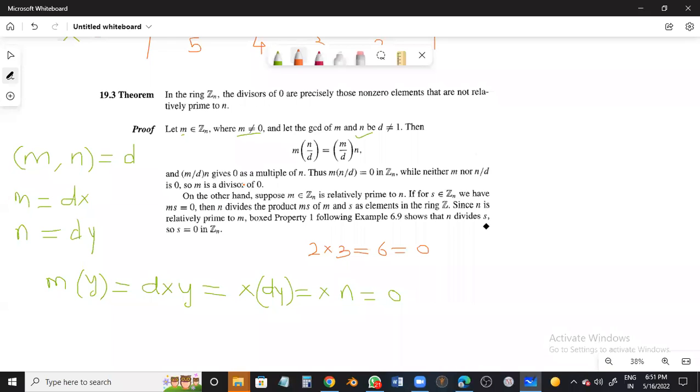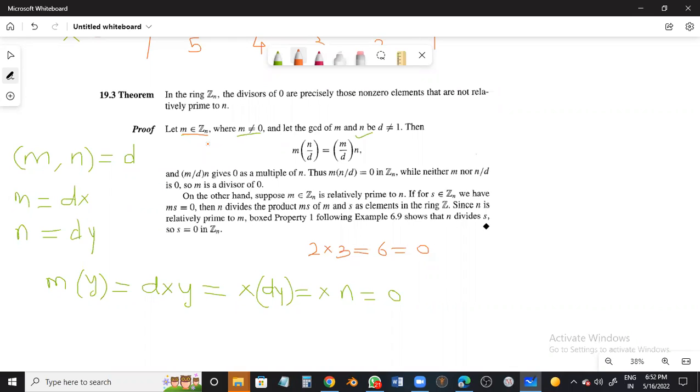So we were talking about element M. As you talked in case of 2 3s are 0. Same way you got M into something, M into Y at 0. So M is a divisor of 0 apart from being non-zero number. I would like to repeat this once again. I chose one element from Zn.